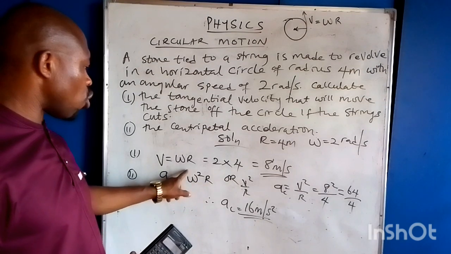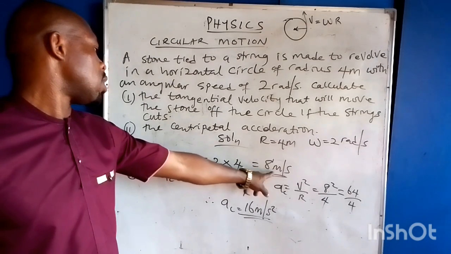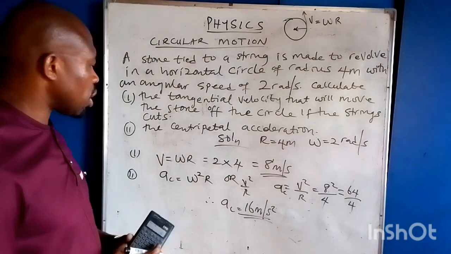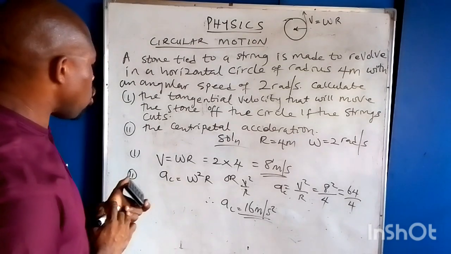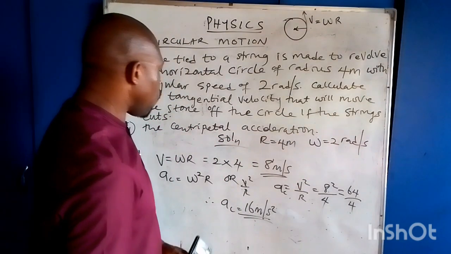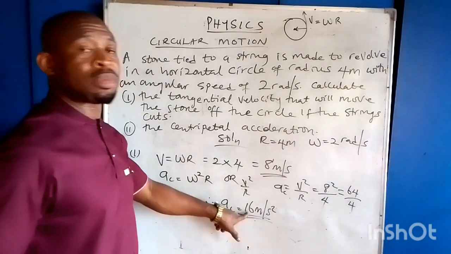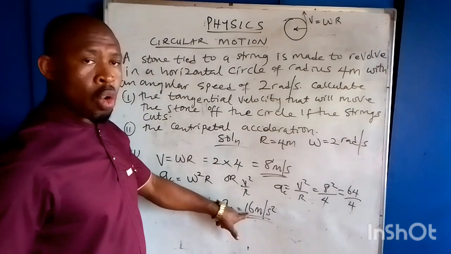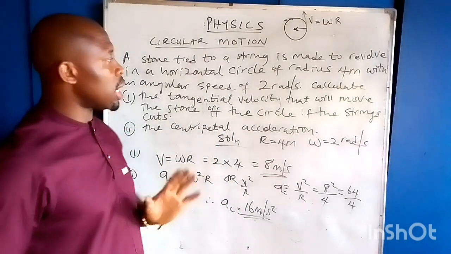Now, if you use this formula, which is omega squared times r, you will still get the same thing. If you square your omega, which is 2, 2 squared is 4. 4 times r, 4 times 4, will also give you 16. So either of the two formulas can go.